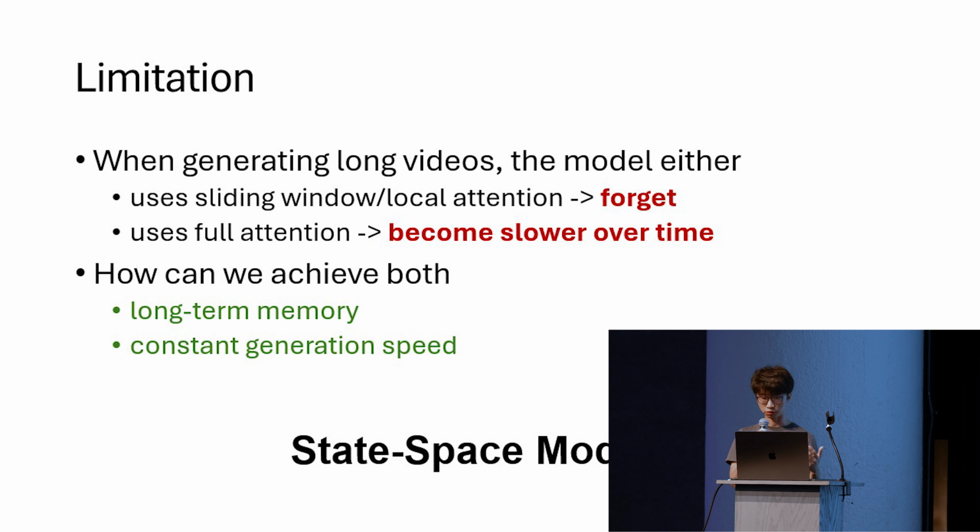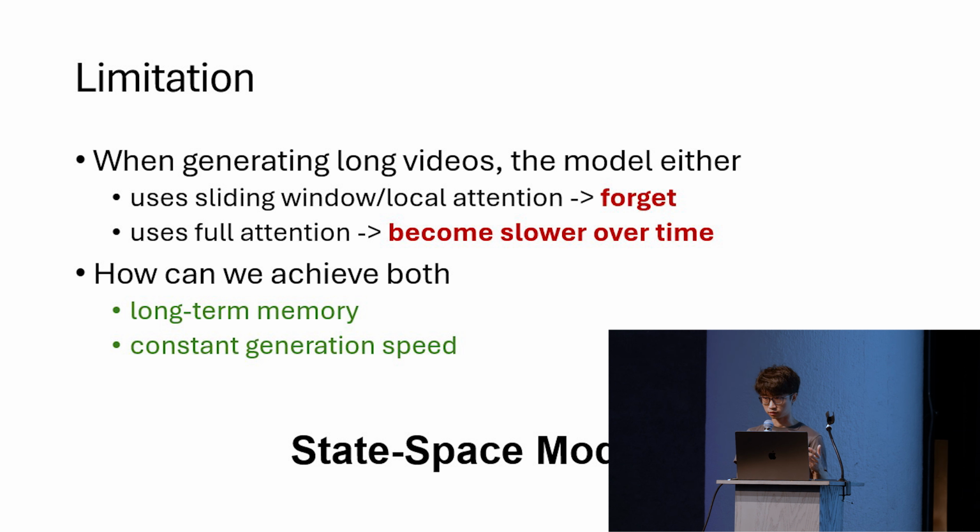So one can also use full attention, but the problem is its attention is quadratic, and even with KV caching, it will be linear. To generate each frame, the computation cost will grow. So basically, the model will become slower all the time, and you don't want to play a game rendered by a world model that becomes increasingly laggy over time.